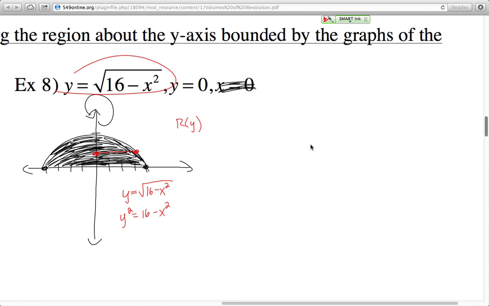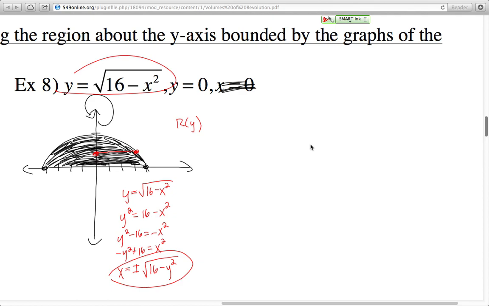Subtract 16. So you're going to have y squared minus 16 equals negative x squared. Divide by negative, so we're going to get negative y squared plus 16 equals x squared. What do we got? Root it. X equals plus or minus the square root of 16 minus y squared. I just like the positive piece first, so I just switch it. Okay?